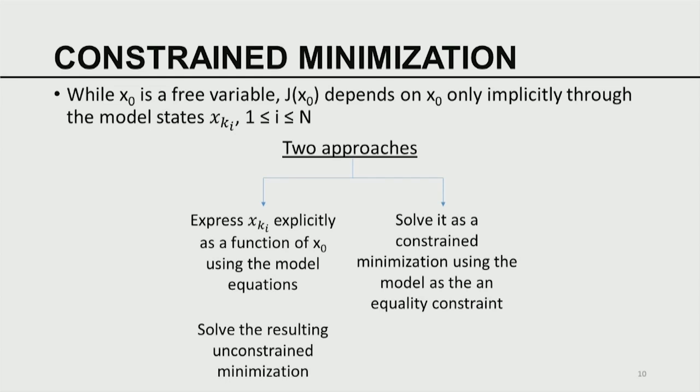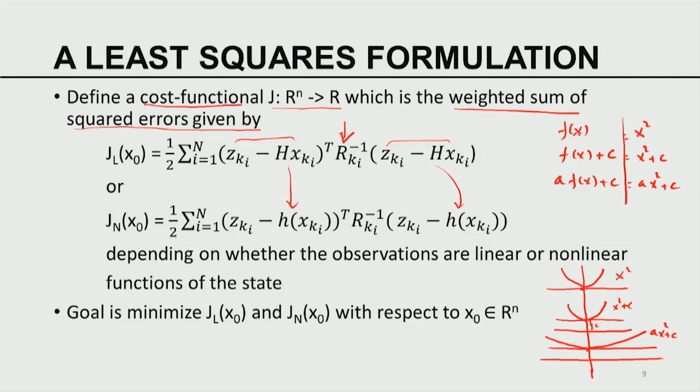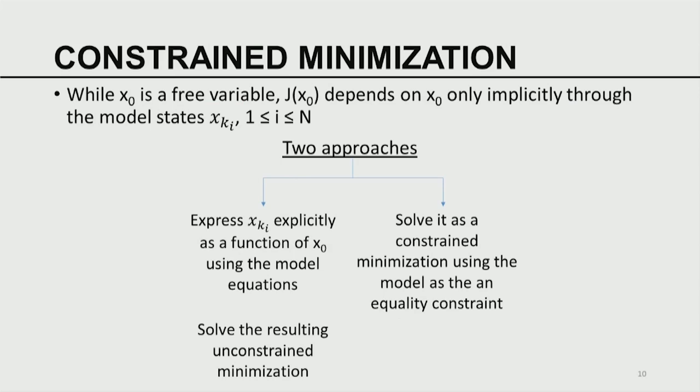Now, let's go back. I'm going to have to minimize this with respect to X naught. X naught does not occur directly, but X naught occurs implicitly through Xk. Xk is related to X naught through the model. Therefore, the model equations are inherent within this expression. That means Xk are not free variables. Xk are related to X naught through the model. So the model is to be considered as a constraint. And that's what our next realization is all about. While X naught is free, J of X naught depends on X naught only implicitly through the model state Xk. That's what we just talked about.